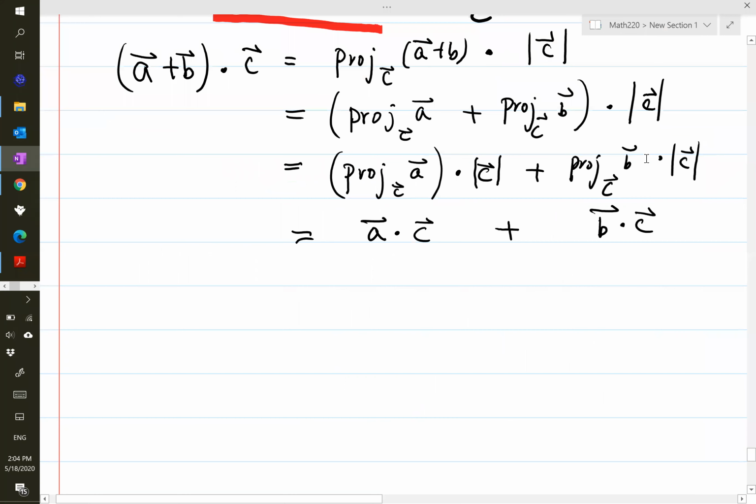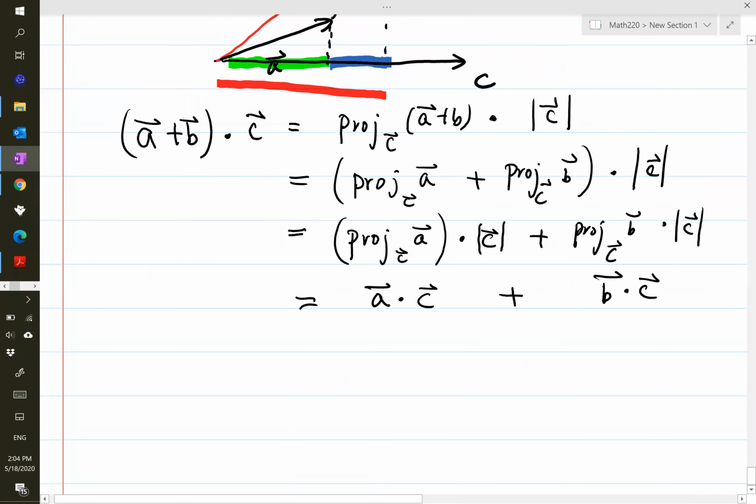Now, what happens if we use coordinates? Now, if we use coordinates, the special unit vectors, what is i dot j? What is j dot k? They have unit norm, so the norm is 1, times the cosine of the angle. What's the angle between i and j?